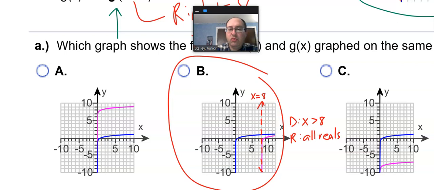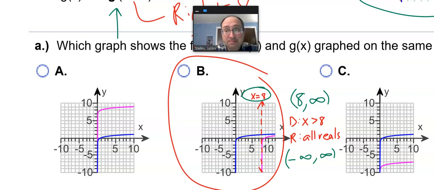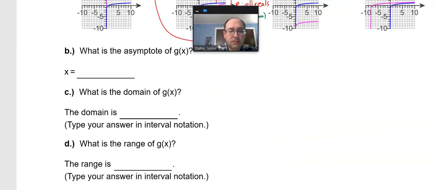You can see the pink one moved over 8. The asymptote is now x equals 8. We're talking about 8 to infinity for the domain, right? And still negative infinity to infinity for the range. Like I said, that ain't changing. I'll let you write those things down.